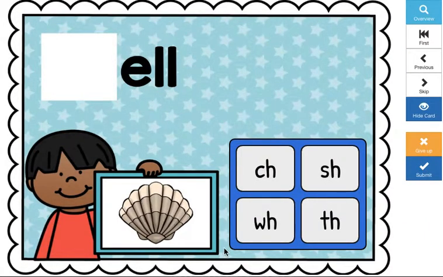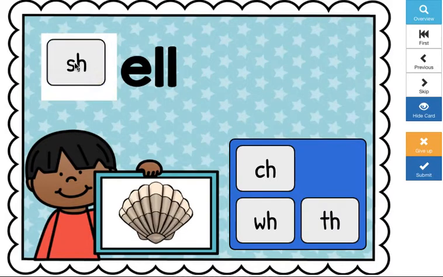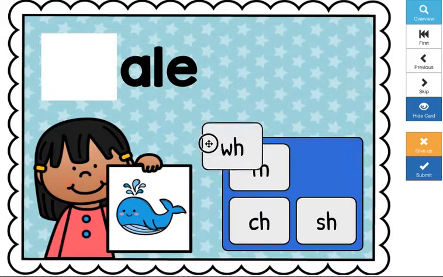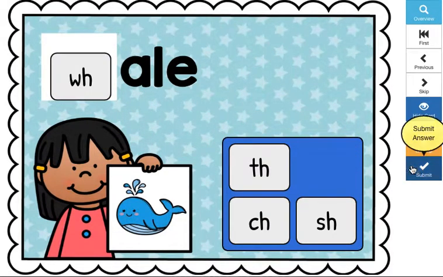Ooh, you can collect these at the beach. What is that called? Shell. What digraph does shell start with? S-H. Shell. Ding. Ooh, what animal is this? Whale. What digraph does whale start with? W-H. Whale. Ding.